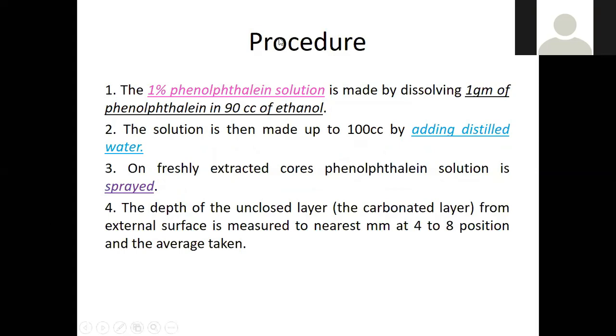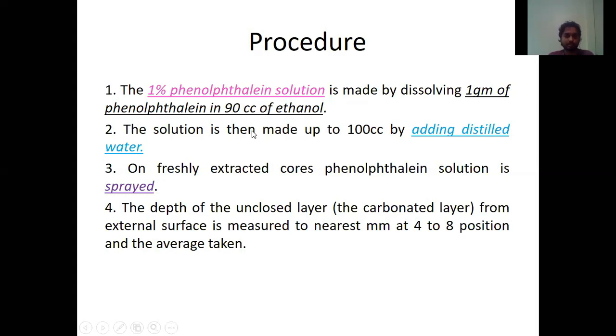Now, how to do this whole practical? It is one of the easiest practicals. As you can see, it is just 4 steps. First, 1% phenolphthalein solution is made by dissolving 1 gram of phenolphthalein in 90 cc of ethanol. Now, what is 90 cc? Cubic centimeter. So how is 1% phenolphthalein solution prepared? It is prepared by taking 1 gram of phenolphthalein and adding it to 90 cubic centimeter of ethanol.